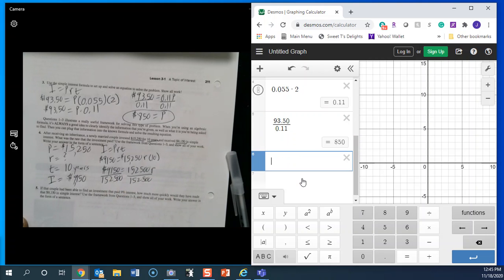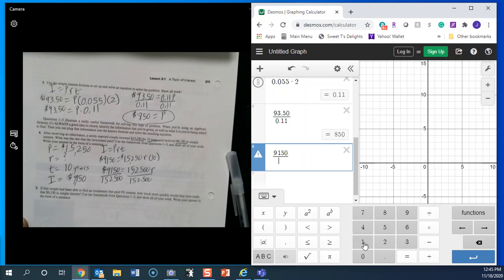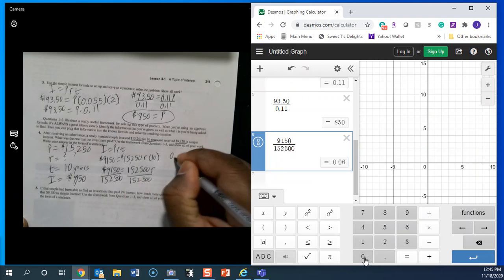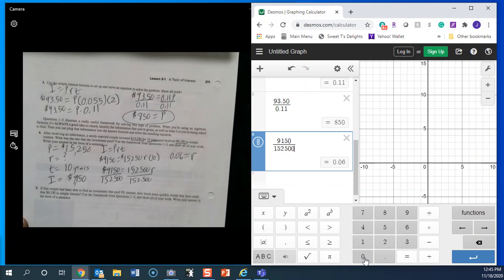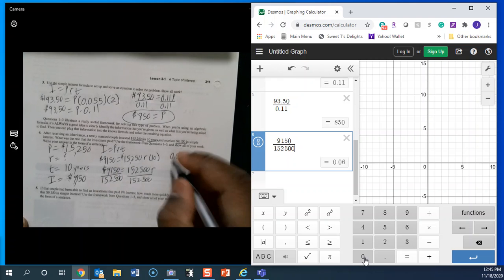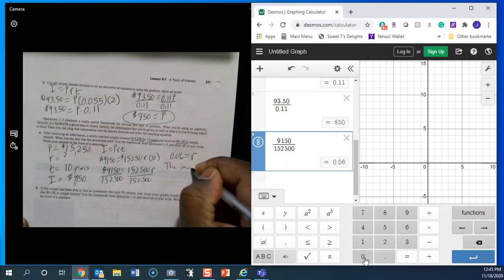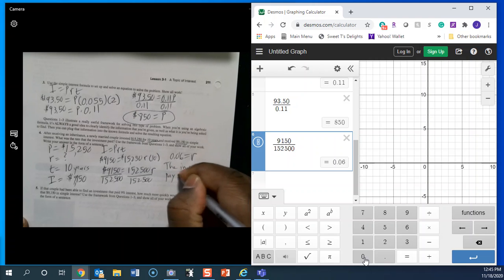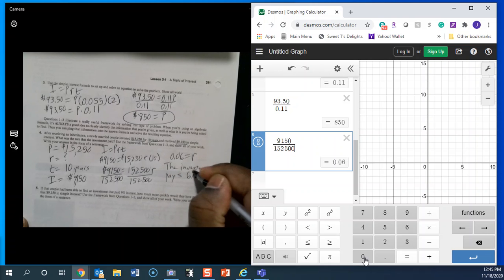So we'll put that in our calculator. We have 9,150 divided by 152,500. So this would give us 0.06 is equal to R. So we could write this. It says write your answer in the form of a sentence. The investment pays 6% interest.